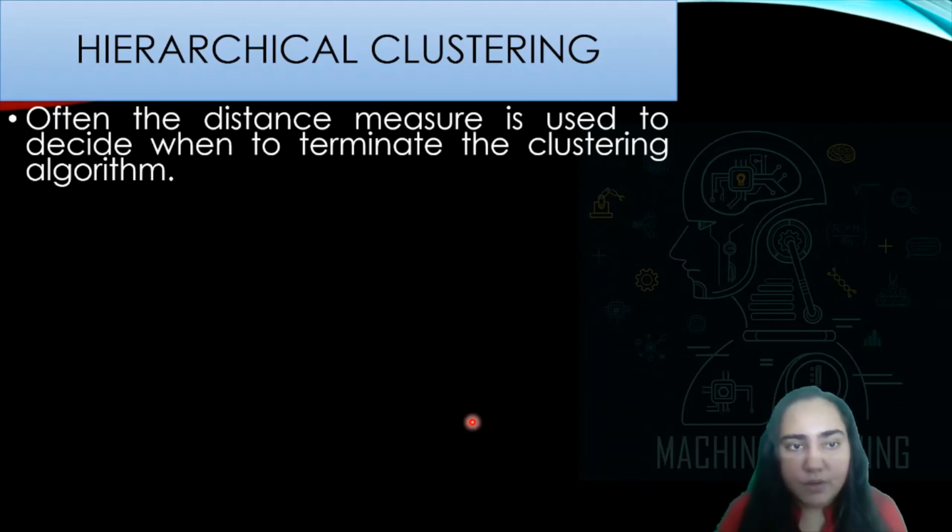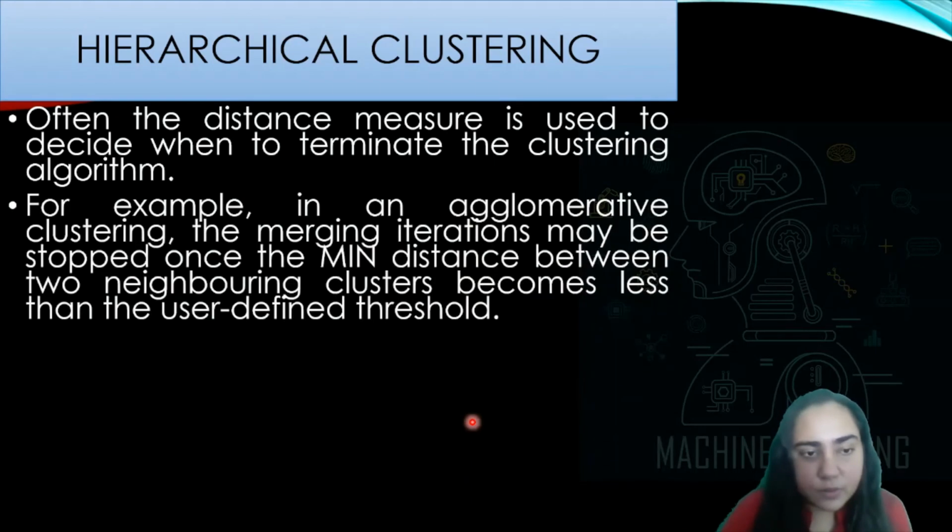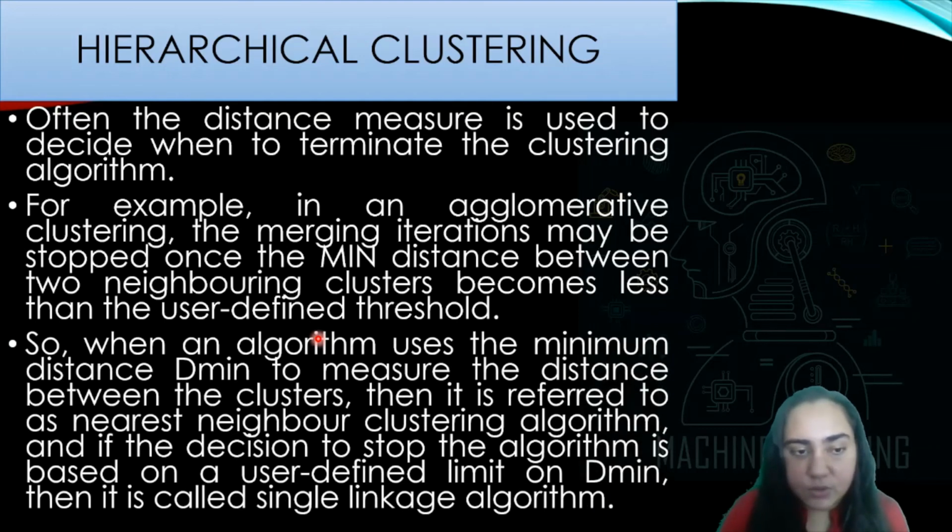Okay, now often the distance measured is also used when you want to terminate the clustering algorithm, right? So once you've reached a certain number of clusters, you don't want to proceed, you want to terminate the algorithm. For example, if it is an agglomerative clustering, you could stop your merging if you have reached some minimum distance between 2 neighboring clusters, right? Because you're going on merging and now you have a certain number of clusters, you want to stop. You can stop if the min distance between 2 clusters becomes very much less than whatever was decided by the user as a threshold value.